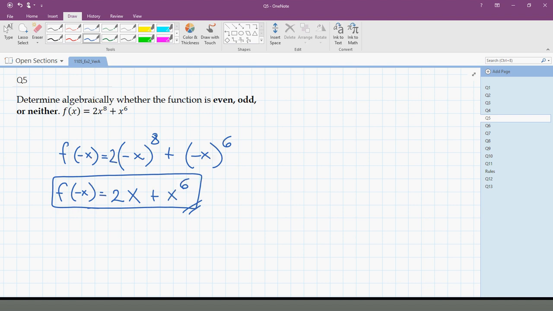This is question number 5. Okay. For an odd function, we need to do this first, right? What we did, substitute the x for negative x, and then the y for negative y.